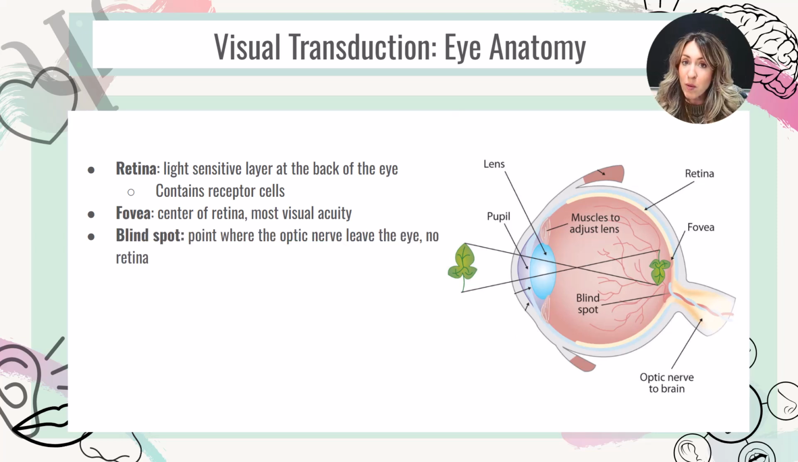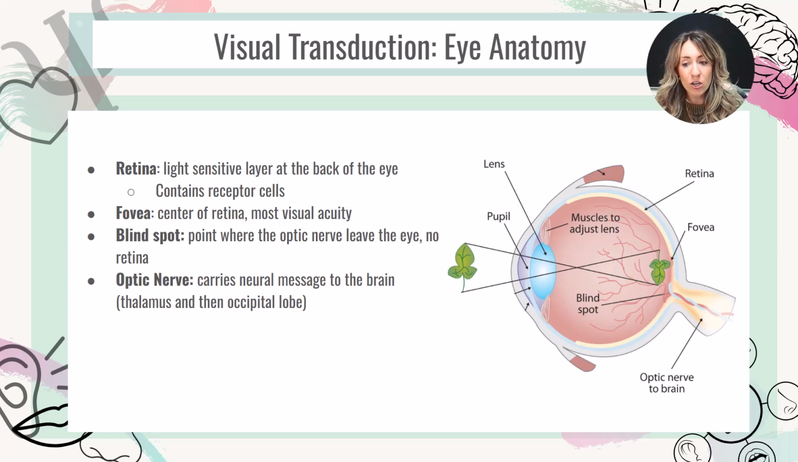There is a blind spot in your eye, where you have no vision because you have no retina, because the optic nerve is leaving the eye in that spot. But you don't notice it because your brain fills it in, and we'll test this in class. And then you have the optic nerve, which is responsible for taking the message from the eye to the brain, most specifically the thalamus and the occipital lobe.